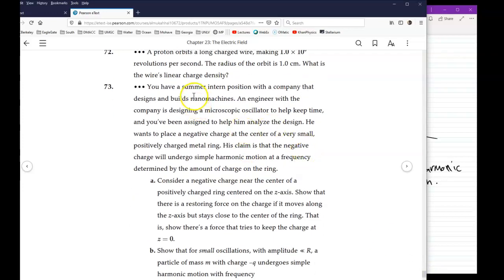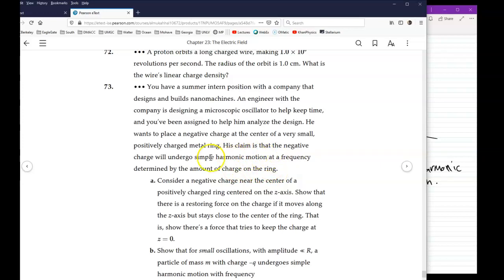Let's read it together. He says, you have a summer intern position with a company that designs and builds nanomachines. An engineer with the company is designing a microscopic oscillator to help keep time, and you have been assigned to help him analyze the design. He wants to place a negative charge at the center of a very small, positively charged metal ring. His claim is that the negative charge will undergo SHM at a frequency determined by the amount of charge on the ring. Aha! Isn't that interesting?